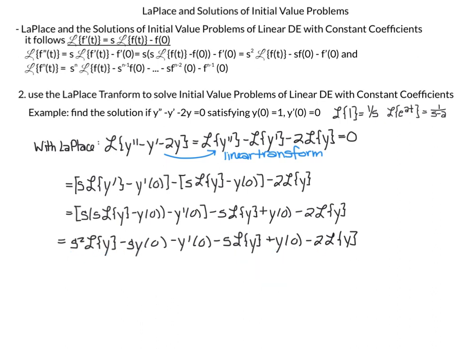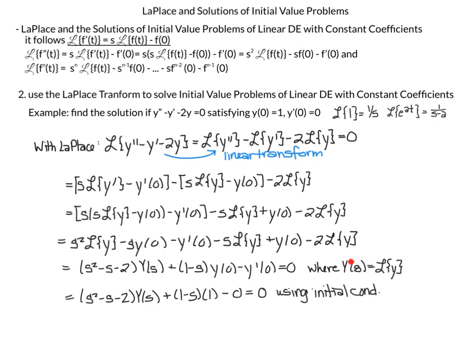Continuing now from this line, I'm going to let Y of s equal L of y, and I'm going to group my Y of s, or my L of y terms. So I have my s squared, my minus s, and my minus 2. I'm going to group my y0 terms, so I have 1 here, minus s here, and then I have my y prime of 0. Now I can use my initial conditions to get rid of these. So my y of 0 is equal to 1, and my y prime of 0 is equal to 0.